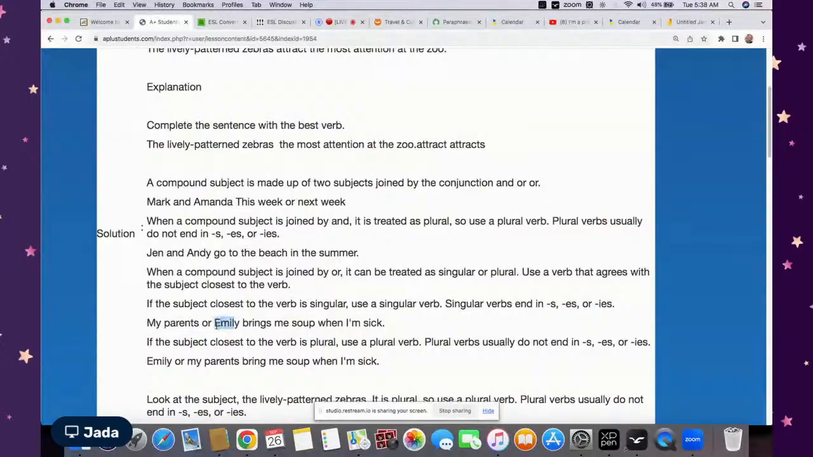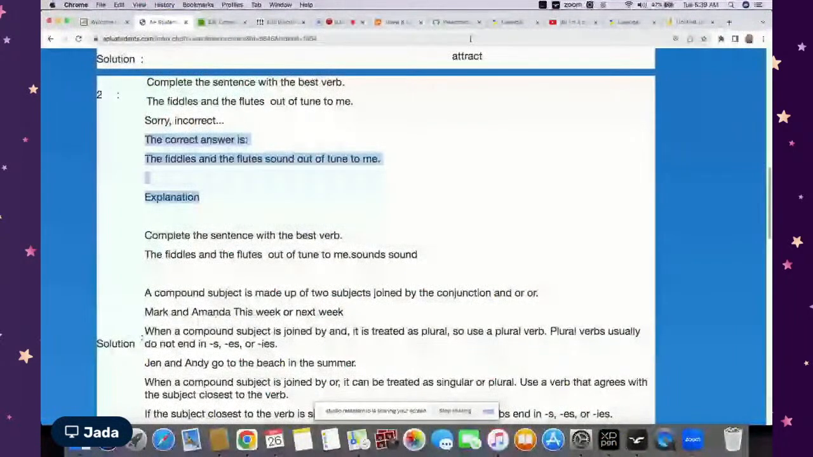If the subject closest to the verb is plural, complete the sentence with the best verb. So in this one now, you need to complete with the best verb.